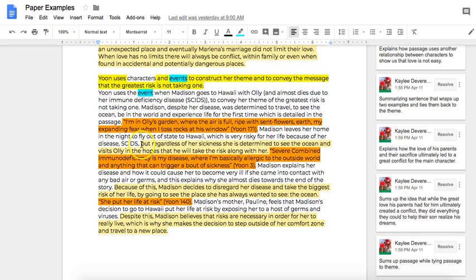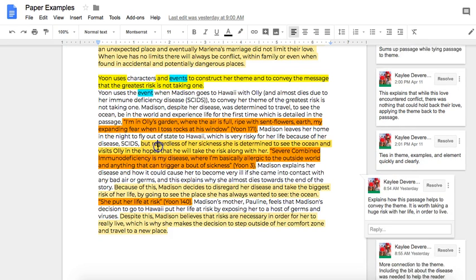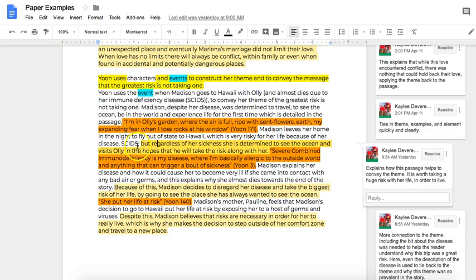Madison leaves her home in the night to fly out of state to Hawaii, which is very risky for her life because of her disease. So we've got a little bit more summary, which is okay because it is followed with this, okay? But regardless of her sickness, she is determined to see the ocean and visits Ollie in hopes that he will take the risk along with her.